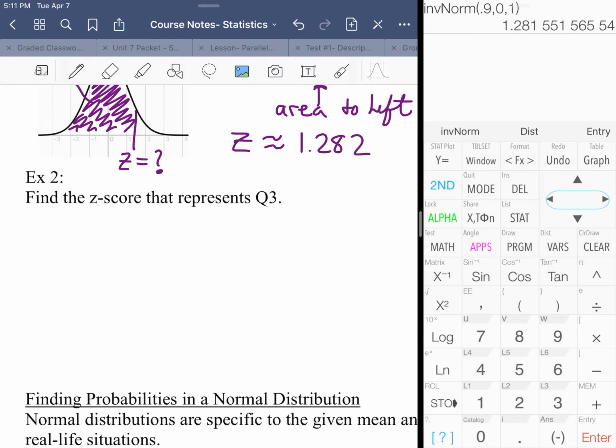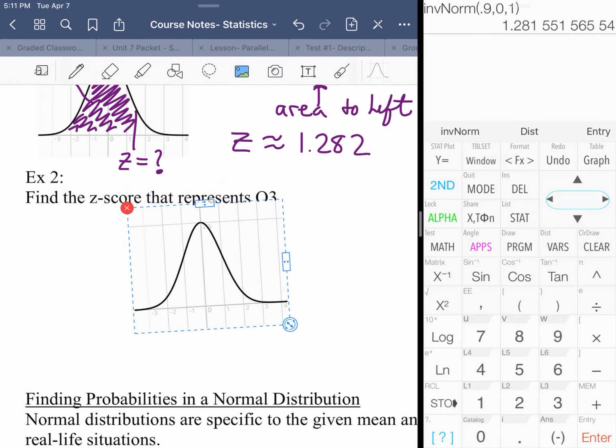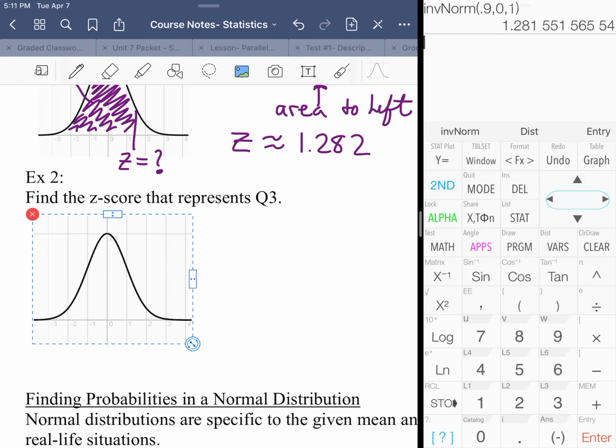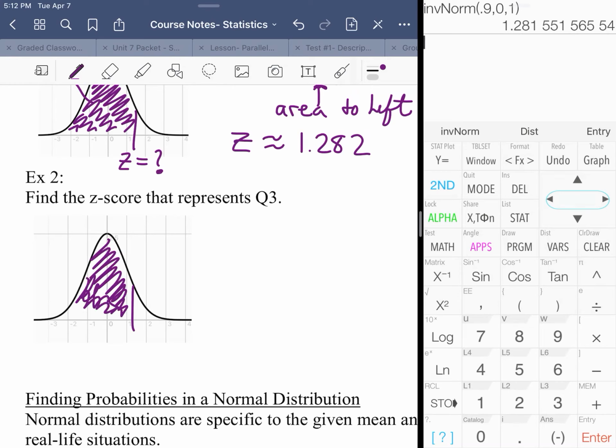All right, so next up, Q3 is the same as the 75th percentile. Again, no idea where it is. I'm just estimating. Draw a little sketch here, a little scribble scrabble. .75, 0, and 1.